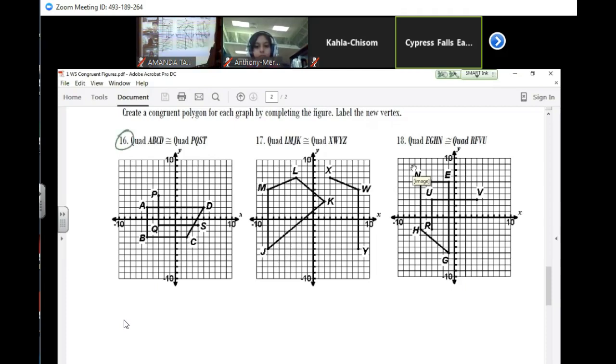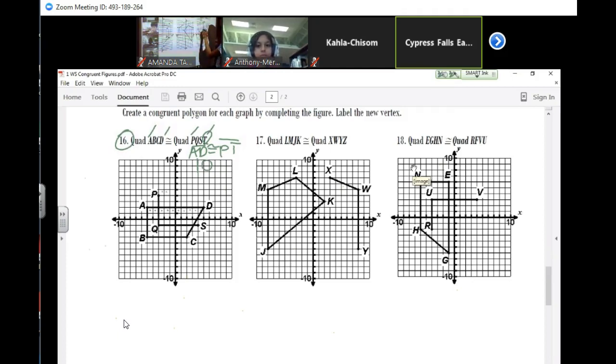The good thing on 16 is they did a transformation, but all they did was a slide. They just slid the figure kind of like up 2 over 2 or something really easy. So what we can do is we know we are missing T. And we know that PT is going to be congruent to AD because it's listed first and last, first and last. Well, AD is 1, 2, 3, 4, 5, 6, 7, 8, 9, 10. AD is 10 units long, so PT needs to be 10 units long.